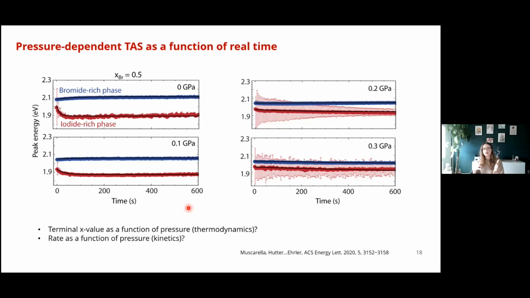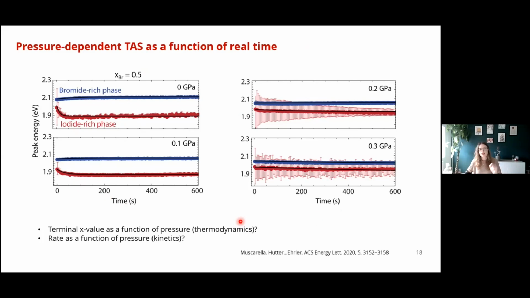So now if we plot the peak energy as a function of real time, so the peak energy of the bromide-rich phase and the iodide-rich phase, you obtain something like this. So basically you have the evolution in real time, and as a function of pressure, of the two domains. And you can see already that initially you have a change in the composition of your perovskite, but then at some point it stabilizes, meaning that even if you illuminate for a longer time, you don't have any change in the final composition.